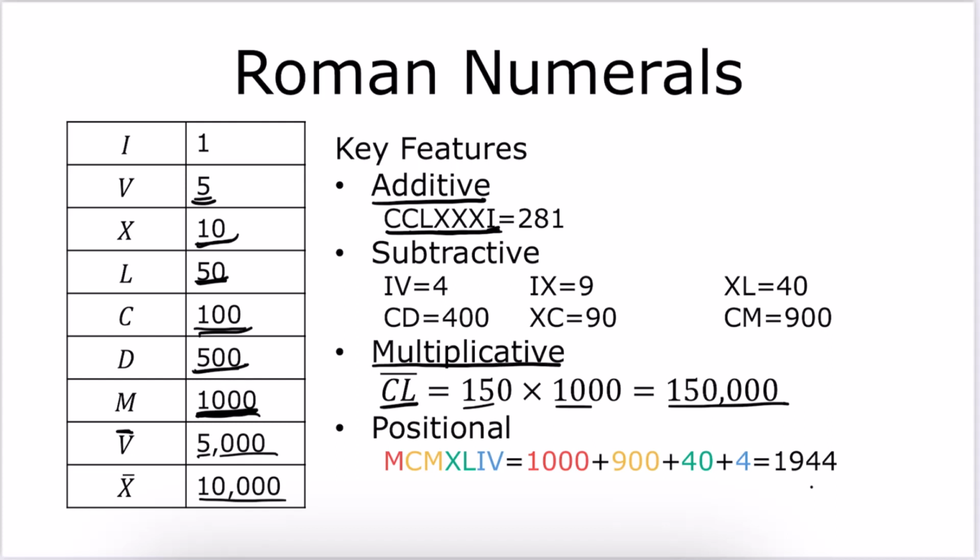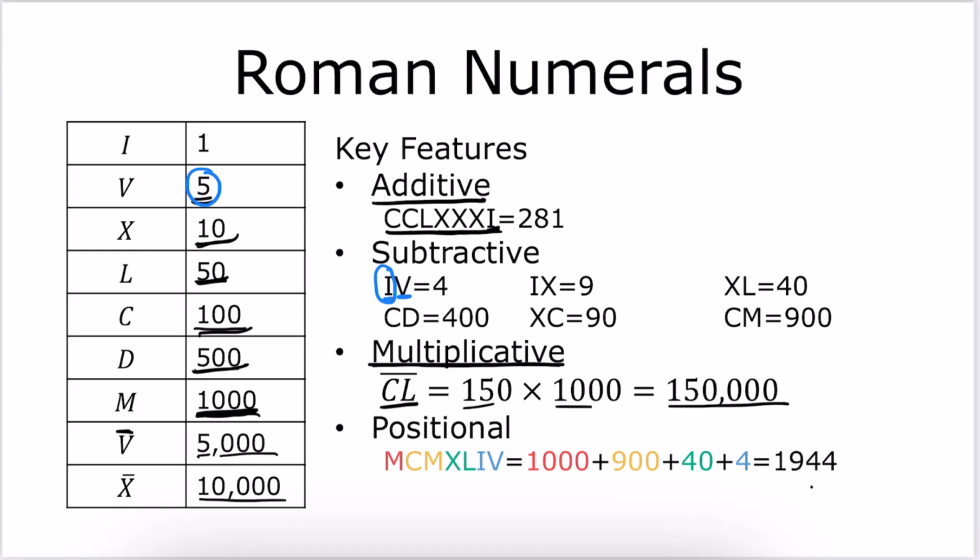And then it's also multiplicative. However, it's also subtractive. So with Roman numerals, if you have a smaller number before a bigger number, that means that you subtract it. So like IV equals 4 because V is 5, but the fact that there's an I right before it means that you subtract it.